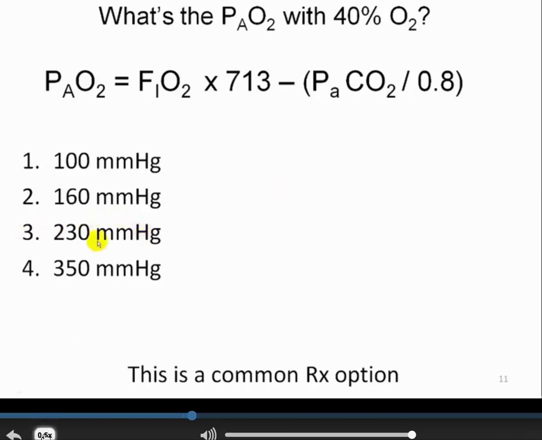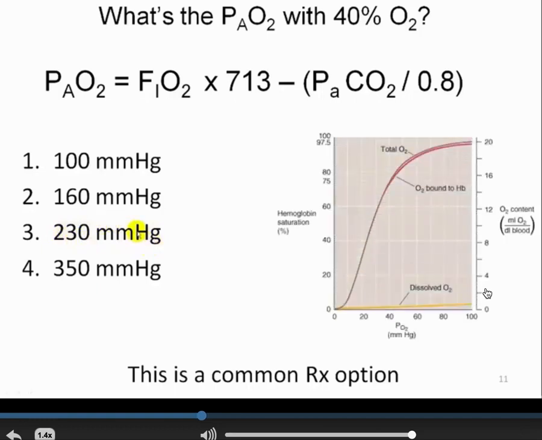So as it turns out, when we do the equation, it's about 230 millimeters of mercury. So this is a common rule of thumb. If you give someone 40% O2, you should get arterial oxygen up to about 230 millimeters of mercury. And if you don't, for whatever reason, that is going to indicate clearly that there's some kind of problem going on.